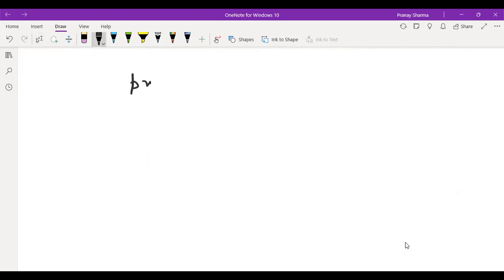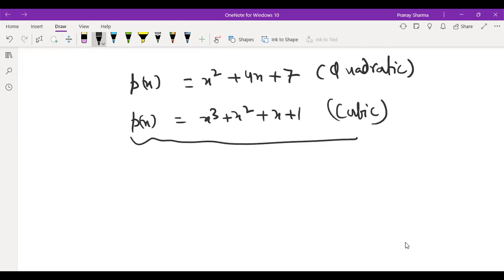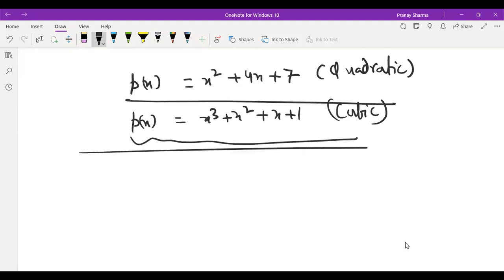Suppose p of x is given to us like this, x square plus 4x plus 7, right? This is a quadratic function. So we say that this is quadratic in nature. All right. Suppose p of x is x cube plus x square plus x plus 1. So this is cubic in nature. We say that this is nothing but cubic in nature. All right. So we are almost done with defining the polynomials on the basis of the degree.